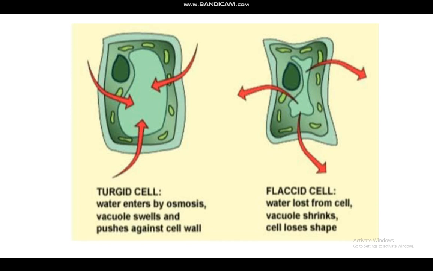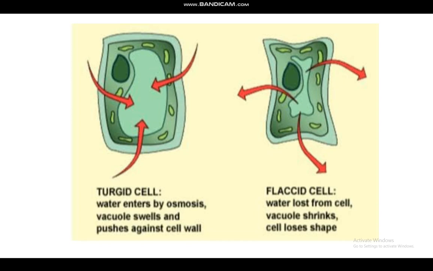The water inside the cell, present in the vacuole, enters by the process of osmosis. Osmosis is the process in which water moves from a high concentration to a lower concentration. If the maximum amount of water is present in the vacuole, the cell becomes turgid and pressure begins which pushes against the cell wall, which is called turgor pressure.